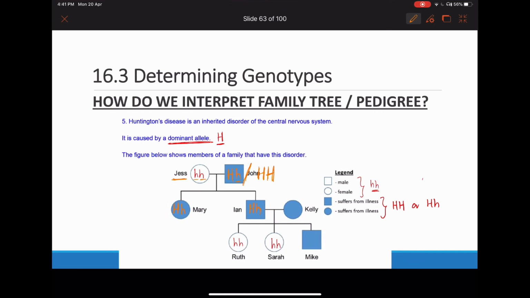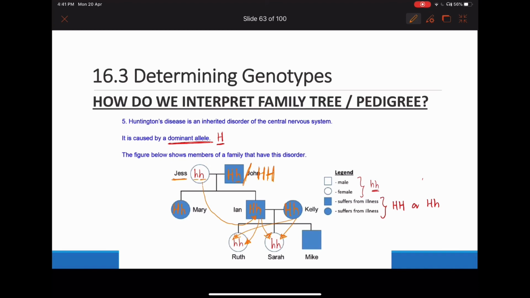Let's take a look at the other two individuals over here, Kelly and Mike. If Ruth and Sarah both have this combination, I can tell that Kelly must also be heterozygous. Now, why am I so certain about this one? Because I can tell for sure that Ian, which I did trace out from the top, must have inherited one recessive allele from the mom, and the dominant one came from the dad. So Ian must be heterozygous, which means that Ian must also have passed down a recessive allele to Ruth and Sarah. That's why Ruth can get two recessive alleles, and the other one must have come from Kelly. Okay, so likewise, and likewise.